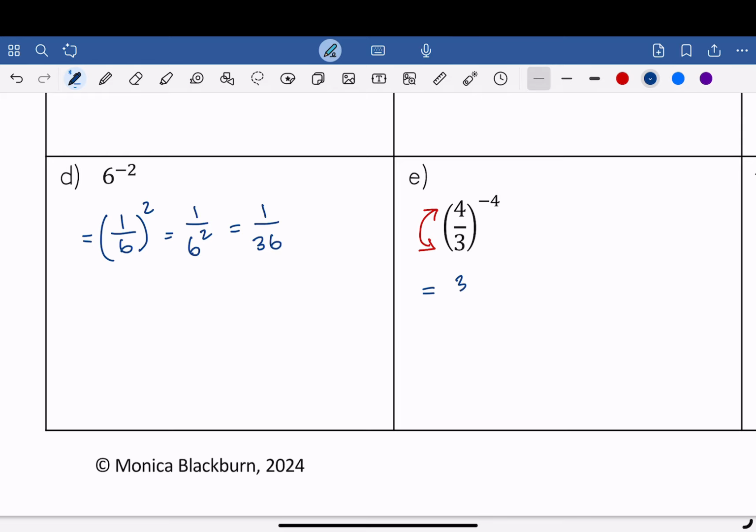It becomes 3 over 4 to the power of 4, positive 4. Now I'll distribute the exponent, 3 to the power of 4 and 4 to the power of 4, which is equal to 81 over 256.